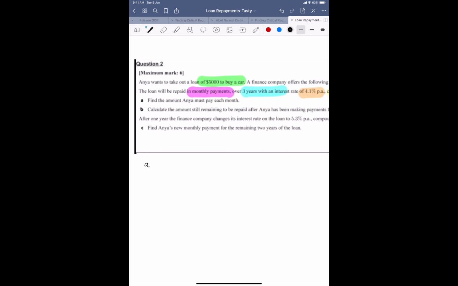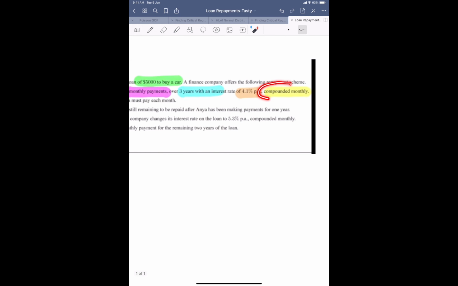Part A. Find the amount Anya must pay each month. So going straight for this. Okay, so it's a loan repayment. There's $5,000 to buy a car. There's a monthly payment being made. It's over 3 years, so 3 times 12, and the interest rate is 4.1%, compounded monthly.